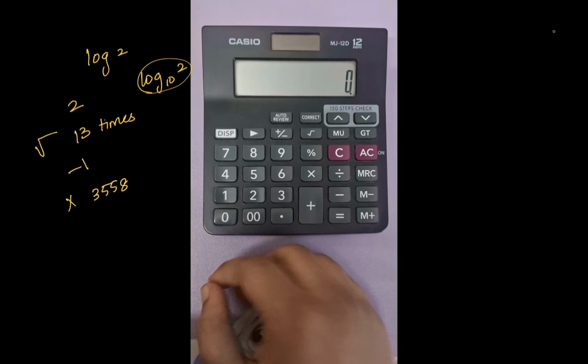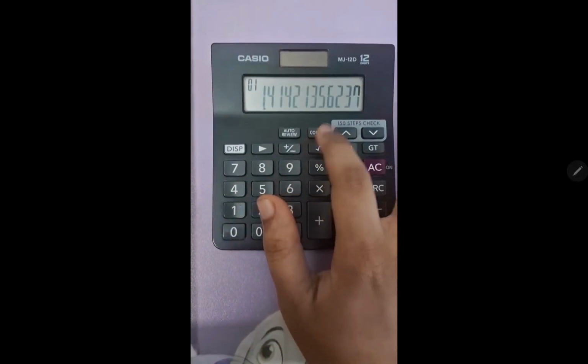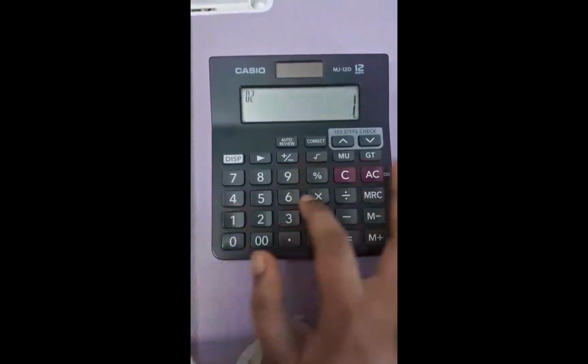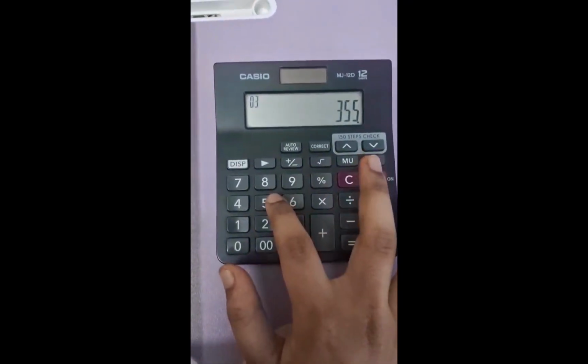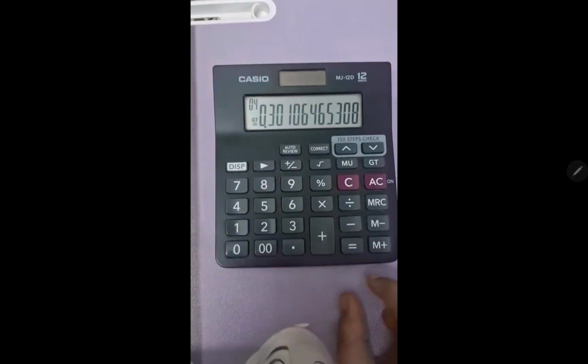Now we can see the method. First, you are entering the number, and then you are pressing the square root button 13 times, and then you are subtracting 1, and then multiplying by 3558. Now this is the value we are getting, 0.3010. This is the value of log 2 we are getting.